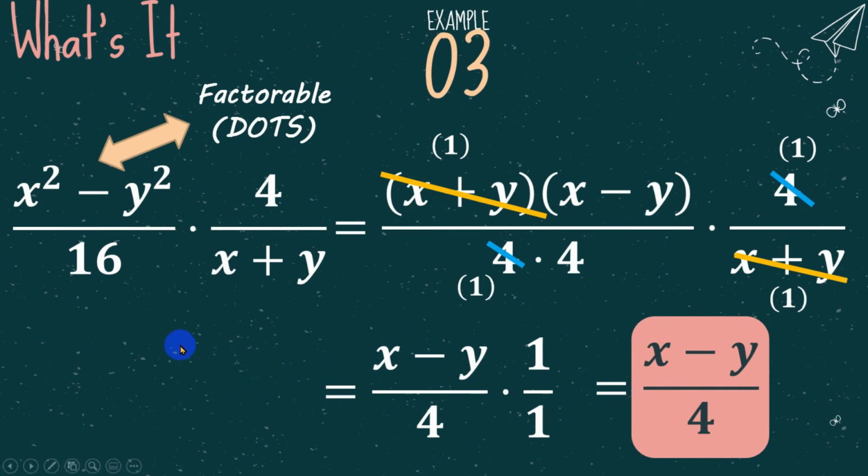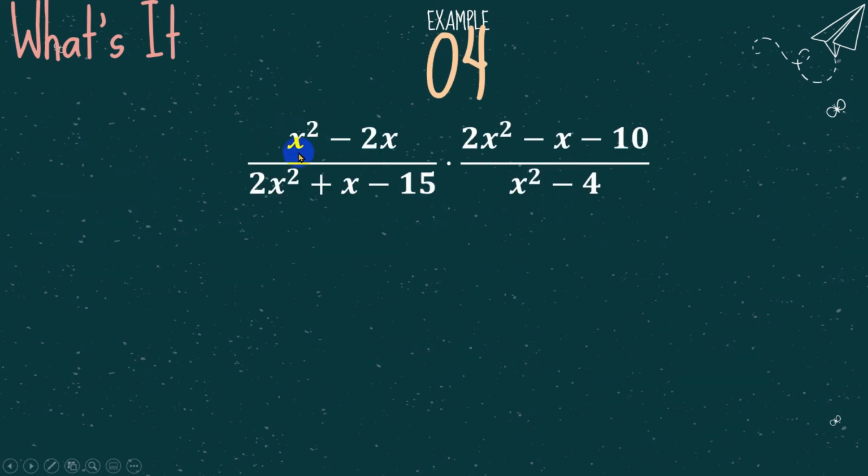Okay, so for example number 4 naman tayo, we have here x squared minus 2x all over 2x squared plus x minus 15 times 2x squared minus x minus 10 all over x squared minus 4. So, baka unang tingin nyo pa lang, umayaw na kayo. No, you still have to follow the steps to arrive on the final answer. So, una, kailangan nating ma-factor yung mga factorables natin. So, ano-ano nga ba ang ating factoring techniques para dyan?